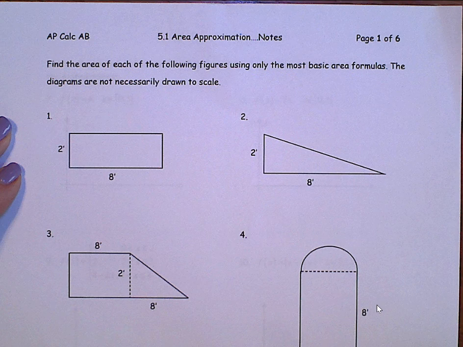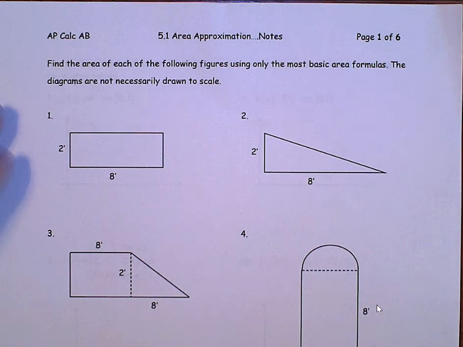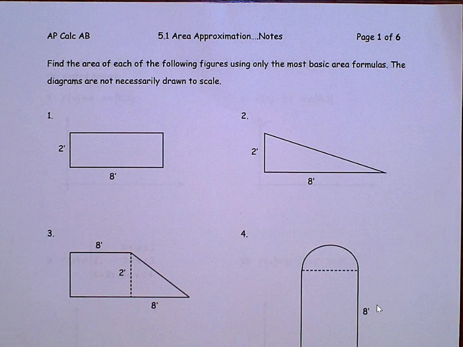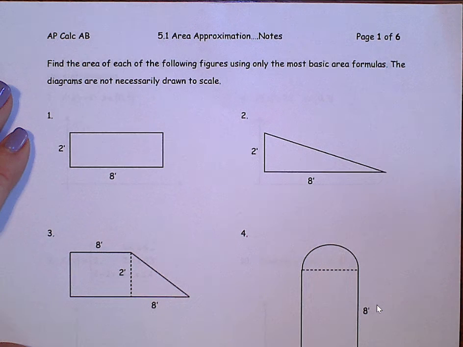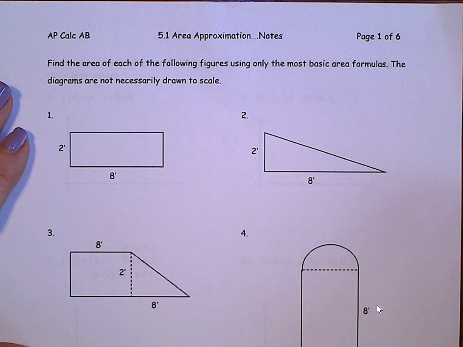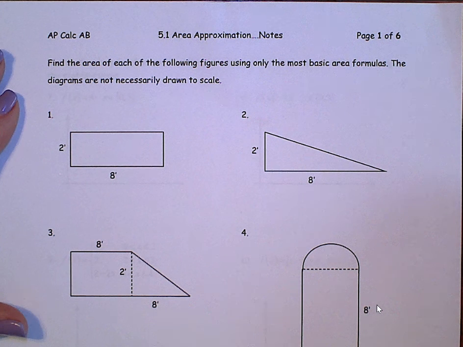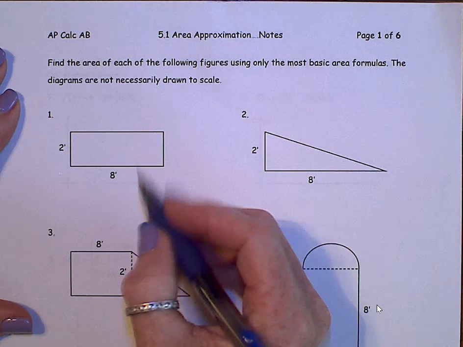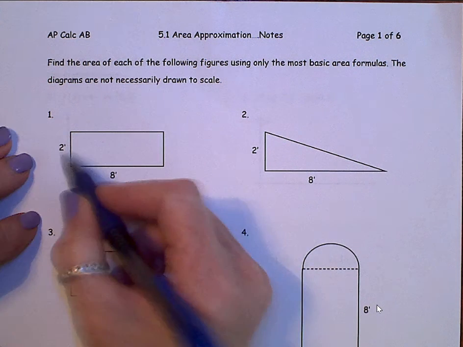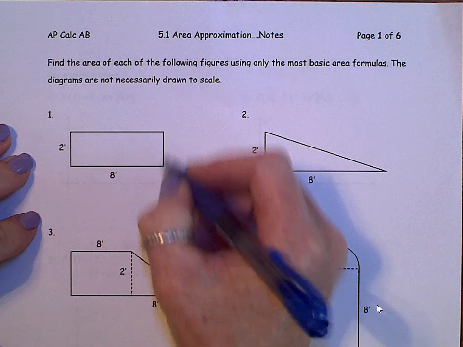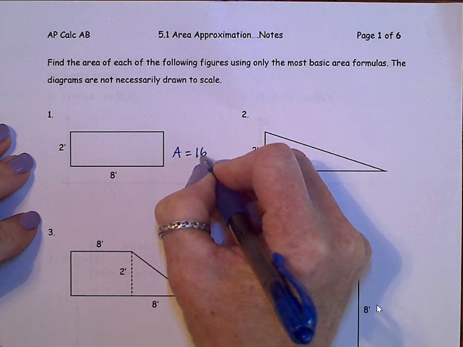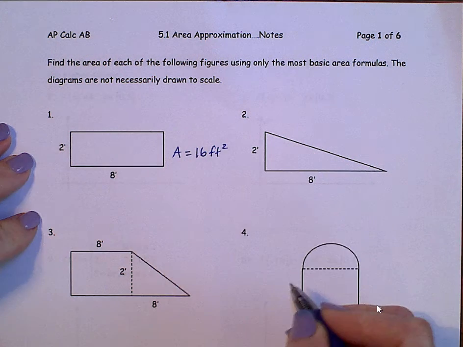AP Calculus, Section 5.1, Area Approximation Notes, page 1. All right, we are going to find the area of these figures on this page by using the most basic area formulas, so rectangle, triangle, circle, etc. Pretty straightforward. Rectangle, length times width, so area here is 16 feet squared.